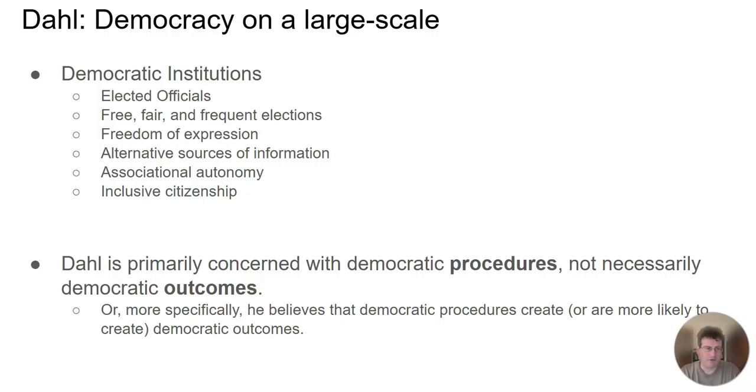Elected officials, free, fair, and frequent elections, freedom of expression, alternative sources of information, associational autonomy, which basically means the ability for people to form groups, political parties, interest groups, things like that, and inclusive citizenship. And again, he doesn't say what inclusive actually means, other than, he basically says, as much as possible, every adult should be able to participate, right? And that, I think, produces more debate than anything, right?